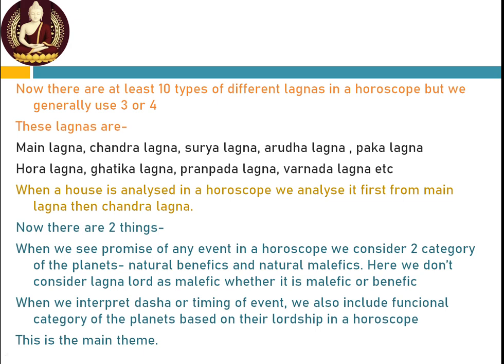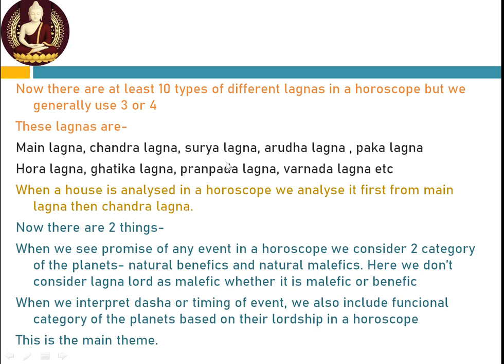Now, if we talk about different lagnas in a horoscope, trust me, there are at least 10 types of lagnas in a horoscope, which we generally don't use. We use only 3 or 4: the main lagna, then Chandra lagna, Surya lagna, Arudha lagna, and Paka lagna. Apart from that, there are different lagnas like Hora lagna, Ghatika lagna, Pranapada lagna, Varnada lagna, etc. You have heard of them, but people don't use them. But these lagnas are also very important.